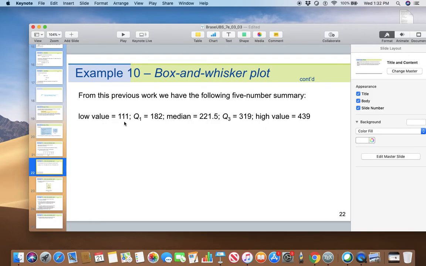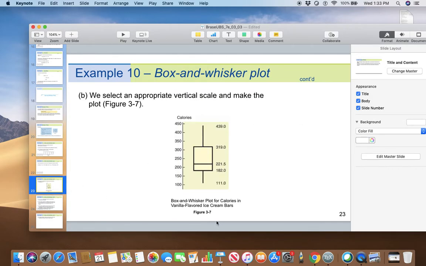So you have the low value, Q1, Q2, Q3, high value. So that's your box from Q1 to Q3. That is Q2, and these are the whiskers. So what do we do with this particular picture?